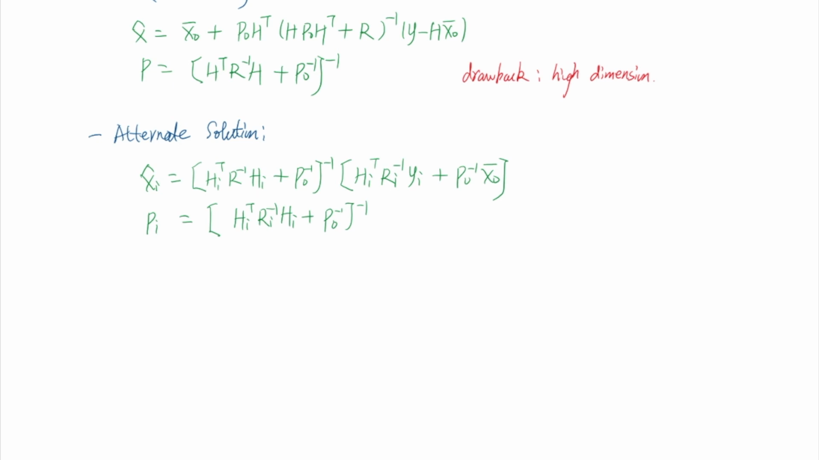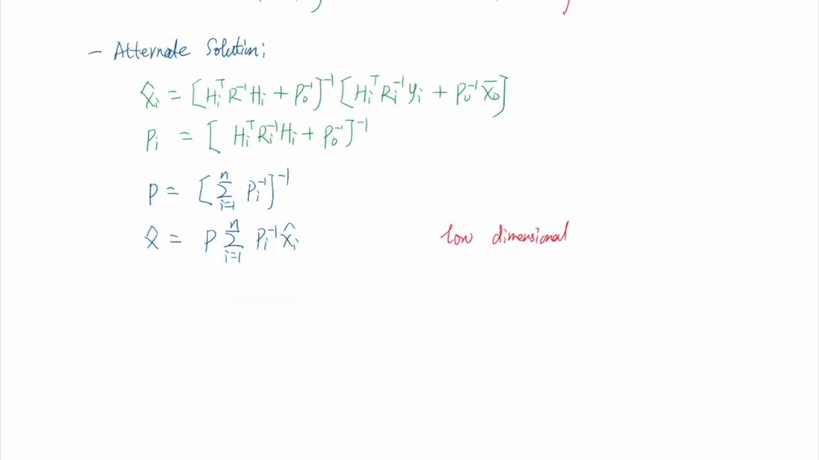First of all, we combine Pi in this form into the final covariance matrix P. This is a quite famous formula, and with P we can obtain the final estimate in this format. Therefore, as you can see here, this solution is low dimension, equal to the dimension of the original system, and it's also flexible in adding new measurements. But of course, the payoff is that the expression is not that simple.